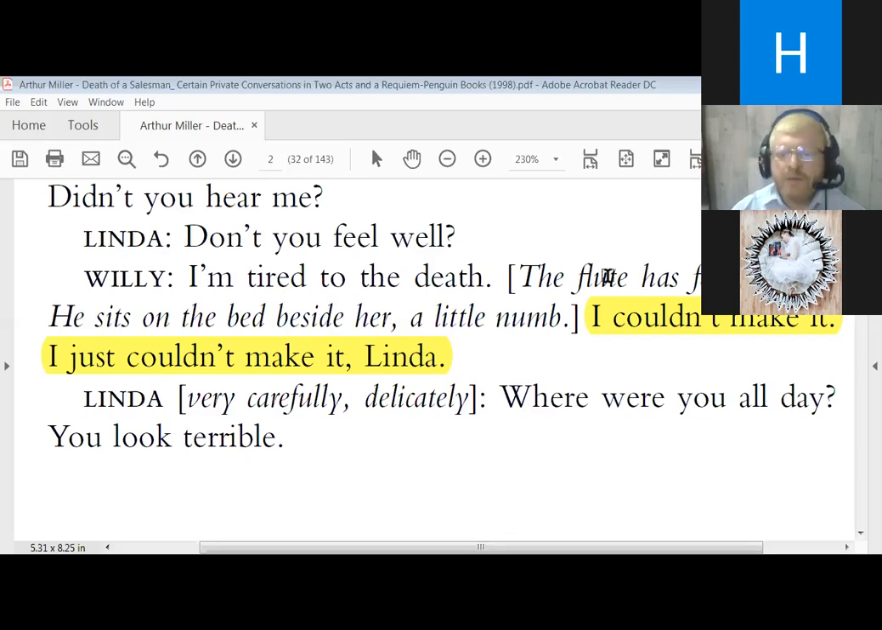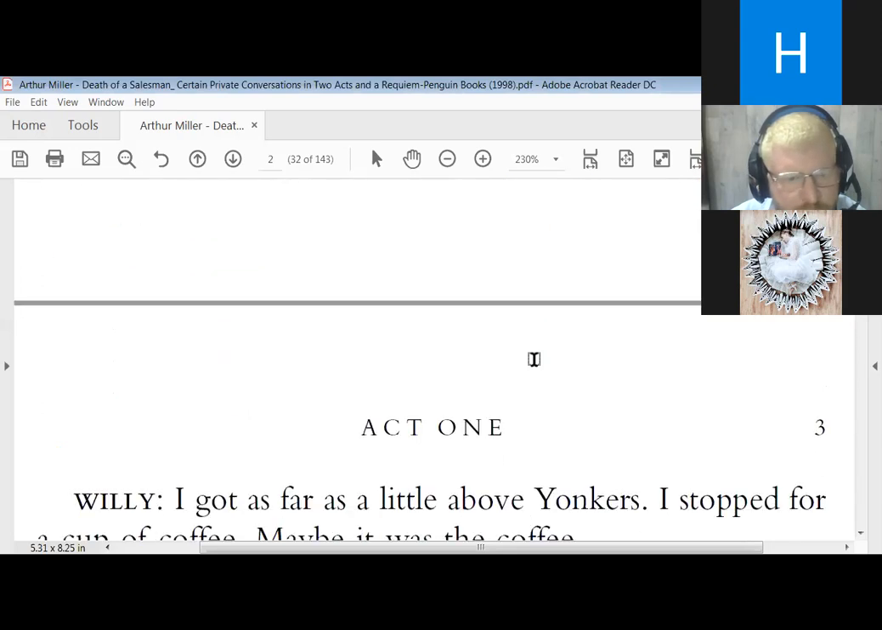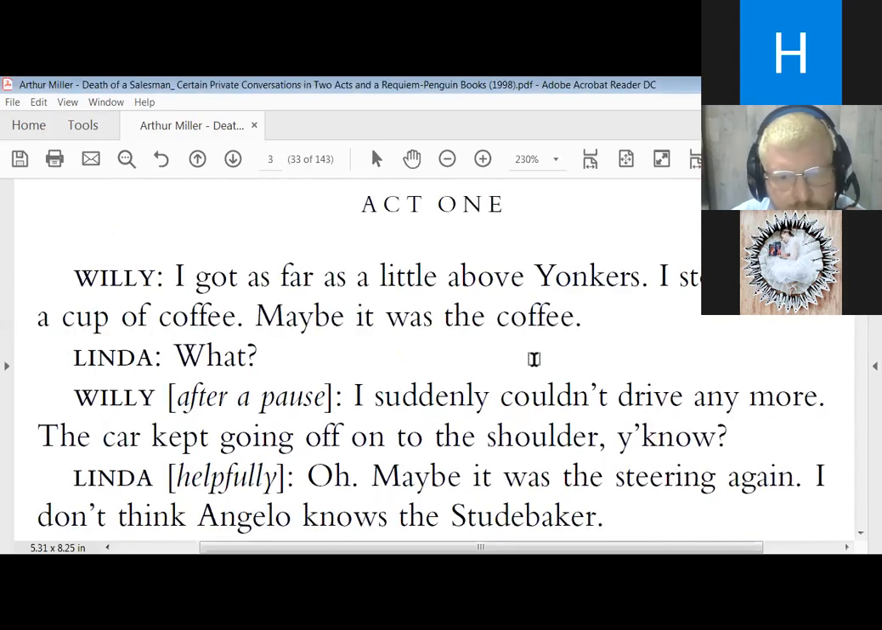You see, at the beginning he denies, and then he starts to confess, and his confession is coming gradually. So, "I couldn't make it." He admits that there is something wrong, and later on he's going to give more details, as we are going to see. So Linda, very carefully: "Where were you all day? You look terrible." "Okay, I got as far as a little above Yonkers." This is a city. "I stopped for a cup of coffee. Maybe it was the coffee."